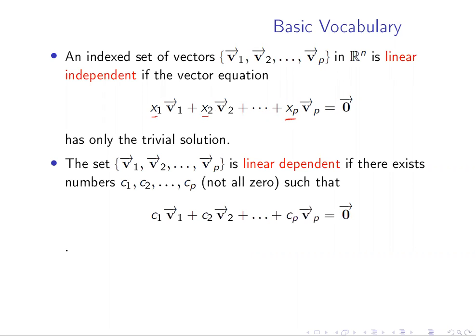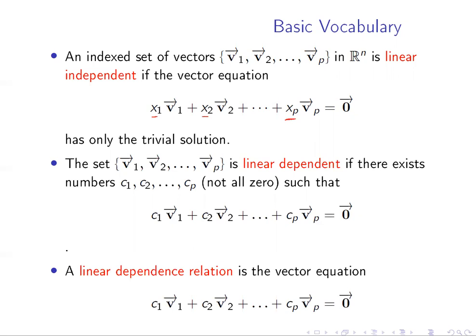Now, linearly dependent simply means there exists at least one non-trivial solution. So it doesn't mean that all of them have to be non-zero. I could have one of them or two of them that are simply non-zero. Now, a linear dependence relationship is any such non-zero set of coefficients, c1 through cp, that gives me that. So a linear dependence solution is essentially a non-trivial solution to that equation. So this is how it ties into homogeneous systems.